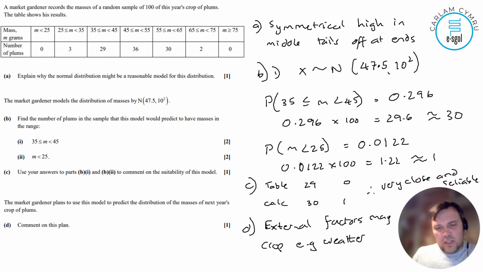So it may cause a different distribution, e.g. weather may cause a different distribution, both in a positive and a negative way.